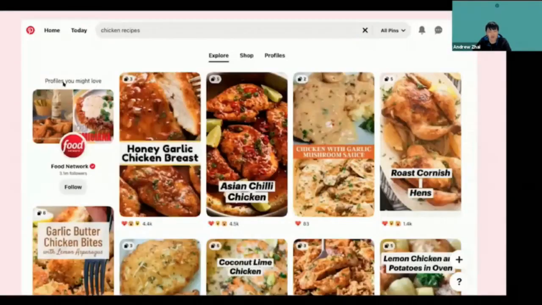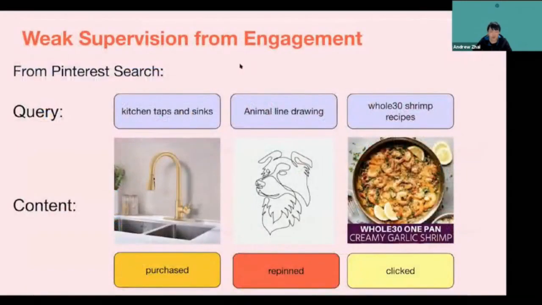We have image search on Pinterest, where users type in queries like chicken recipes and get a feed of results. We can actually get a lot of weak supervision from this. Some examples: a user is looking for kitchen taps and sinks and purchases this specific faucet. Or a user repins this dog line drawing after typing in animal line drawings. Or a user clicks this recipe after typing in Whole30 shrimp recipes.